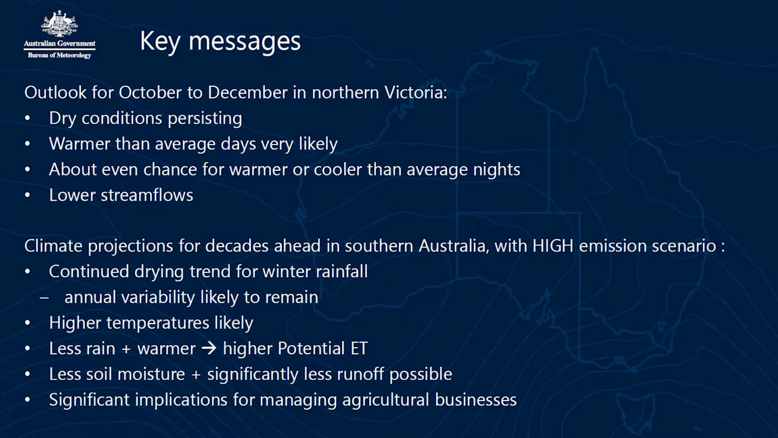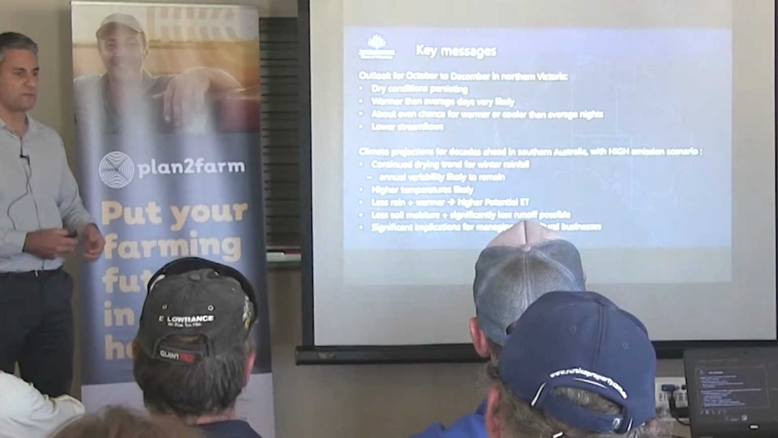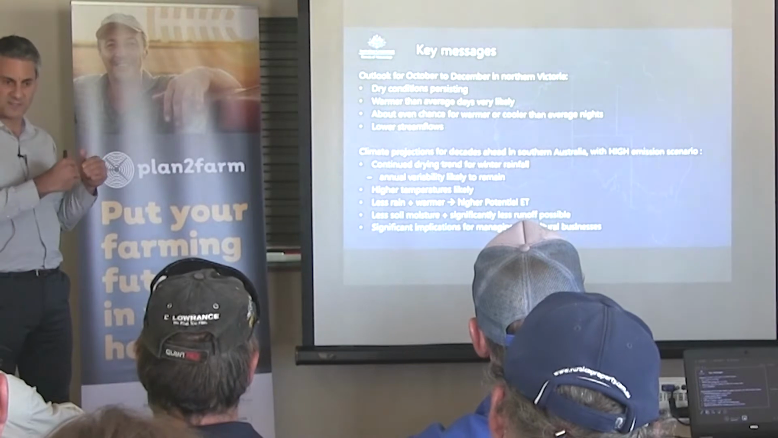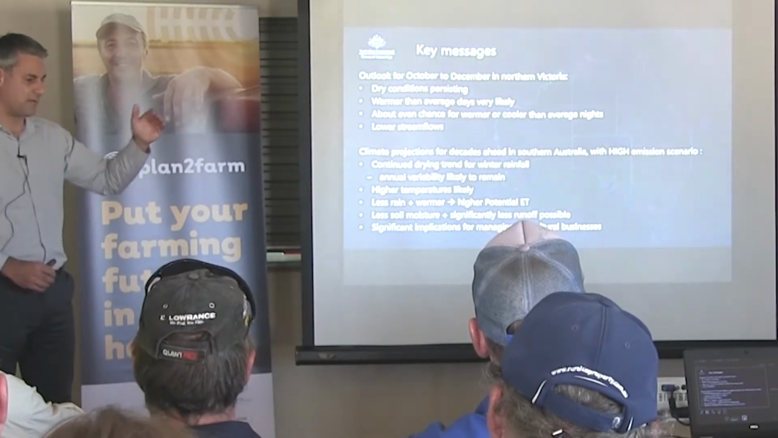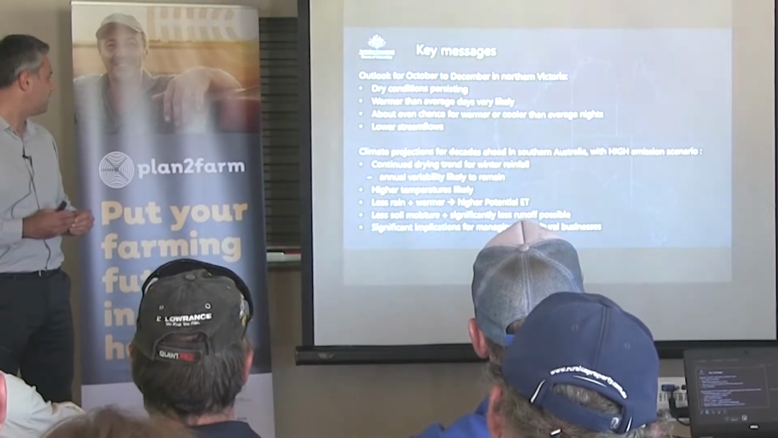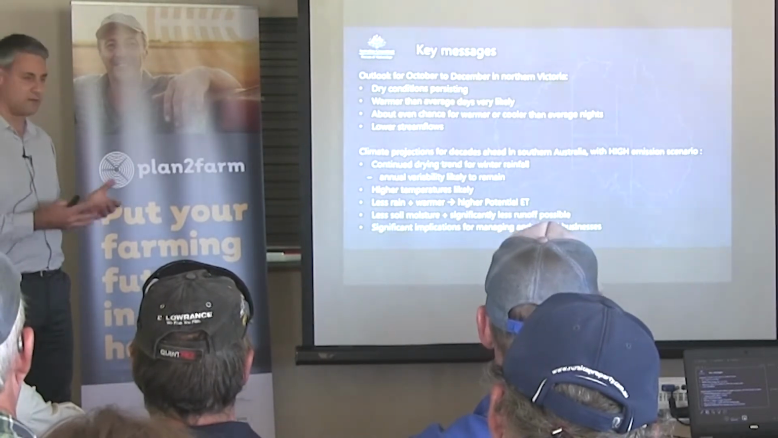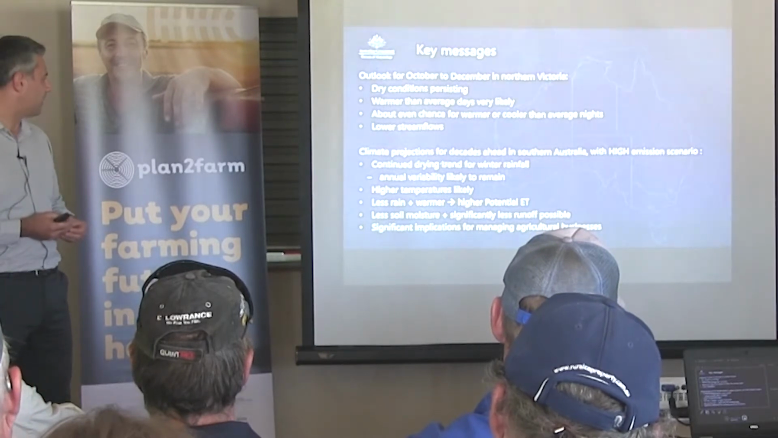So potential evapotranspiration. Less soil moisture, because a lot of the rain that we would normally get under those conditions would probably occur further south. A lot of those cold fronts would start to miss more of southern Australia. So then less moisture, less runoff. So there's a lot of implications there for agricultural businesses.